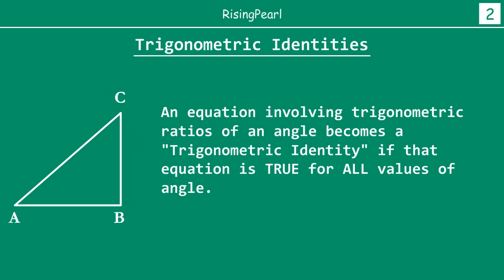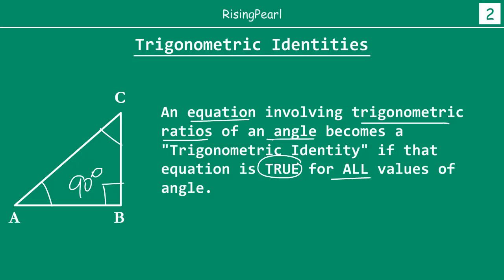In other words, in the context of trigonometric identities, if we have a right triangle, in this case triangle ABC, angle B is 90 degrees, and we write any equation involving trigonometric ratios in triangle ABC, then if that equation involving the trigonometric ratios of one angle is true for all values of that angle, then that equation becomes an identity.